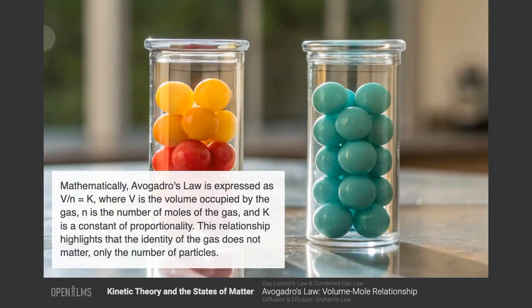Mathematically, Avogadro's law is expressed as V/n equals k, where V is the volume occupied by the gas, n is the number of moles of the gas, and k is a constant of proportionality. This relationship highlights that the identity of the gas does not matter, only the number of particles.